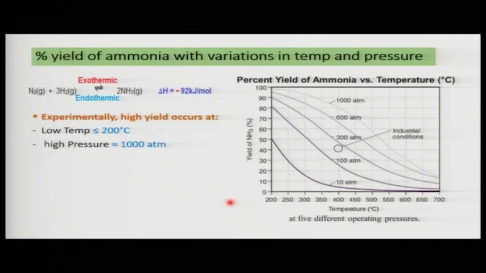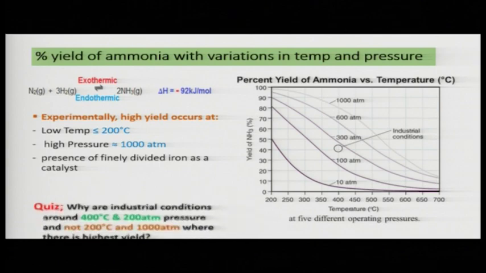Because take note, what are the conditions for production of ammonia in industries? This is the industrial conditions. What are they? About 400 degrees Celsius temperature and about 200 atmospheres pressure. And what is the possible yield? If we extrapolate, it's about 40% yield. Now, I pose a question.